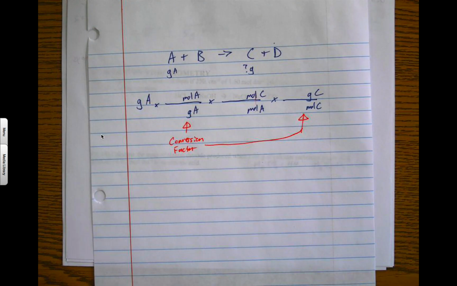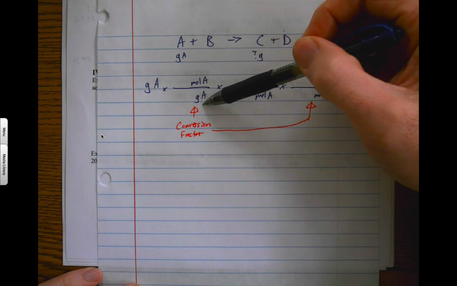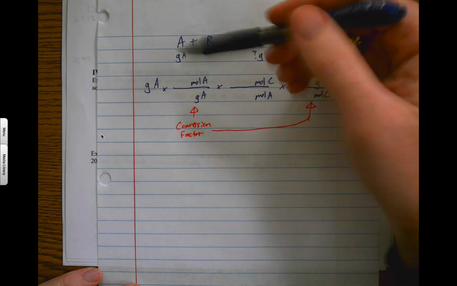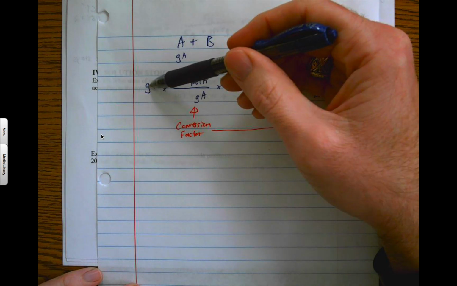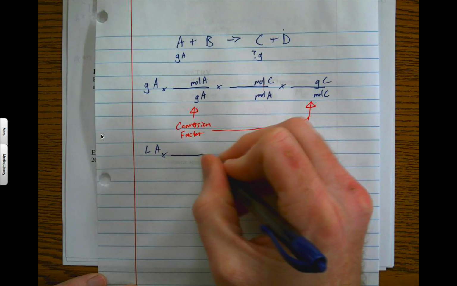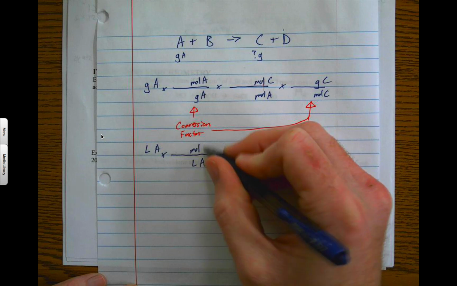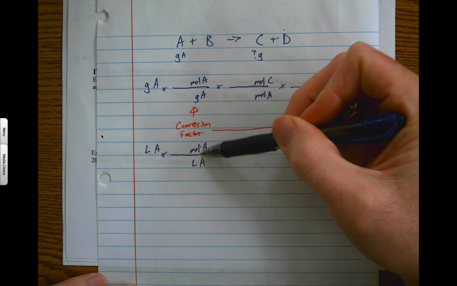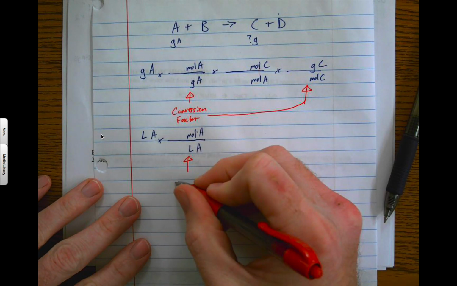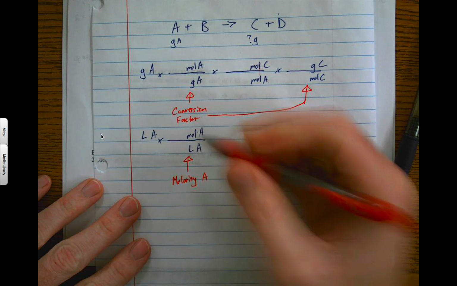Well, in solution stoichiometry, we're not going to be using grams anymore. We're going to use liters or milliliters instead. So substitute liters in here. Let's say we start with liters of A, and we still convert liters of A into moles of A. Well, what does that conversion factor look like? Amazingly, it is the molarity of A. See how that works?